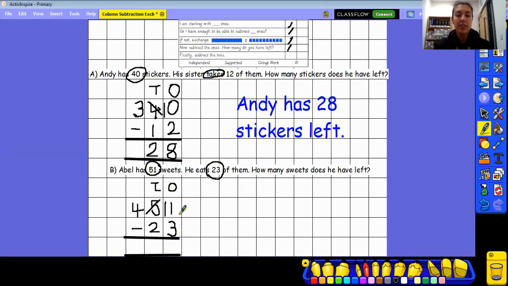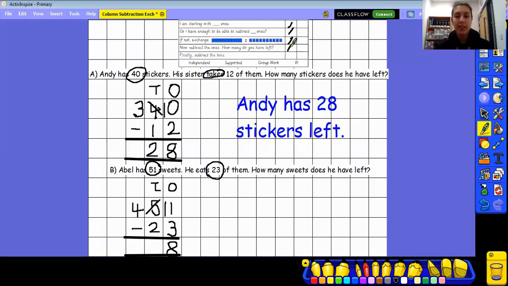So 11 take away 3. I can work out by writing 11 counters down and taking away 3 of them by crossing them out. Or I can work it out in my head by bridging 10. So 11 take away 1 leaves me with 10. And then to take away the whole 3, I need to take away 2 more. And 10 take away 2 is 8. That means 11 take away 3 is 8.